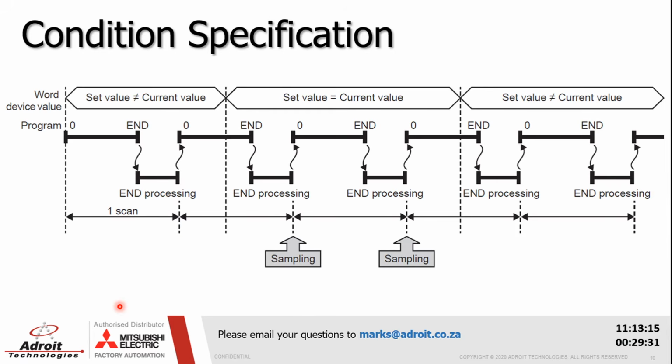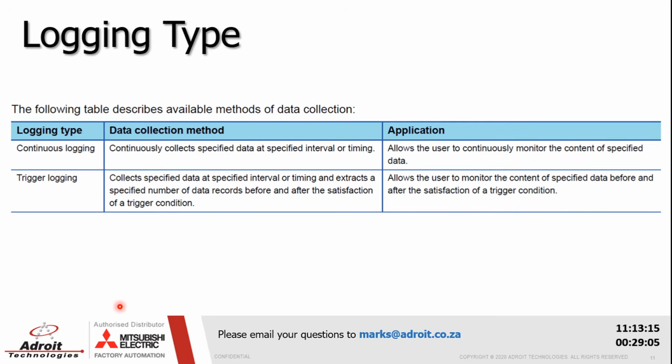Okay. Condition. You have a specific value that is on. So if your set value is not equal to your current value, it will not save any data or log any data to your PLC. But once that value is set to on, or if it's true, then it will start sampling that data for you and start saving it to your PLC. Okay.